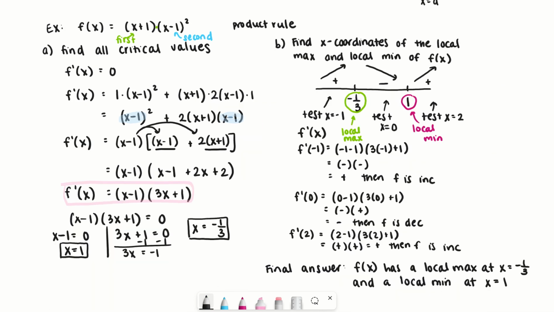So now our final answer is that f of x has a local max at x equals -1/3 and a local minimum at x equals 1. And this is all we had to do here because this question only asked us to find the x coordinates, so we didn't also need to know the y coordinates of where those two values occurred.